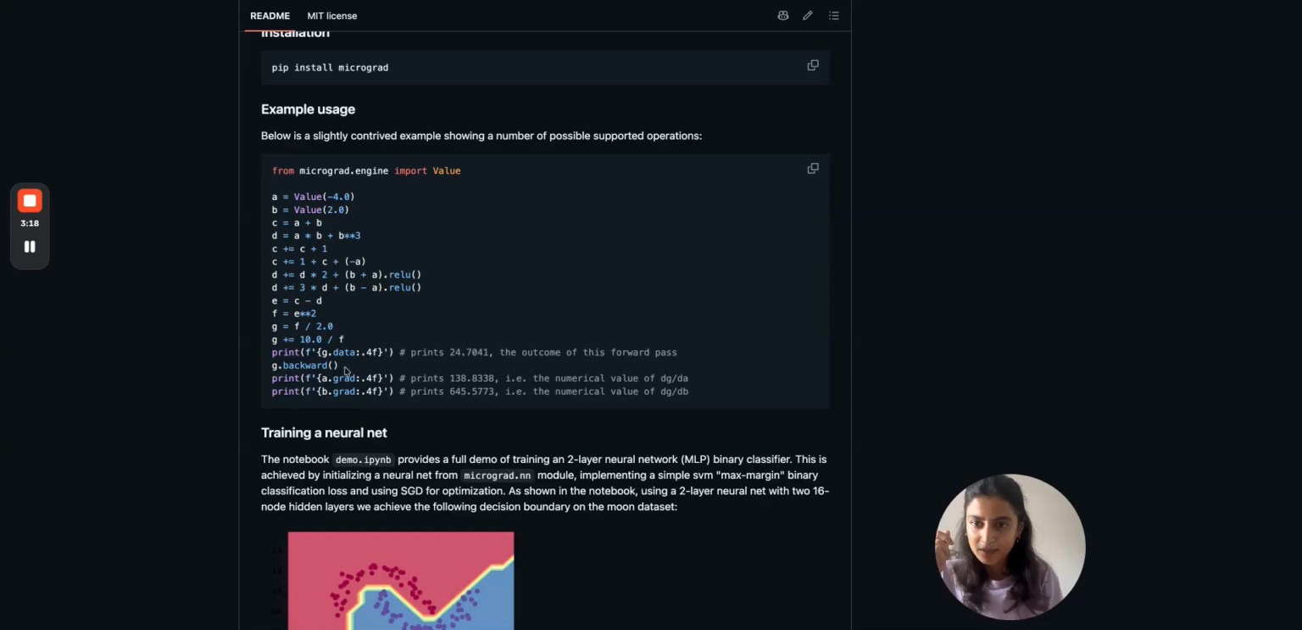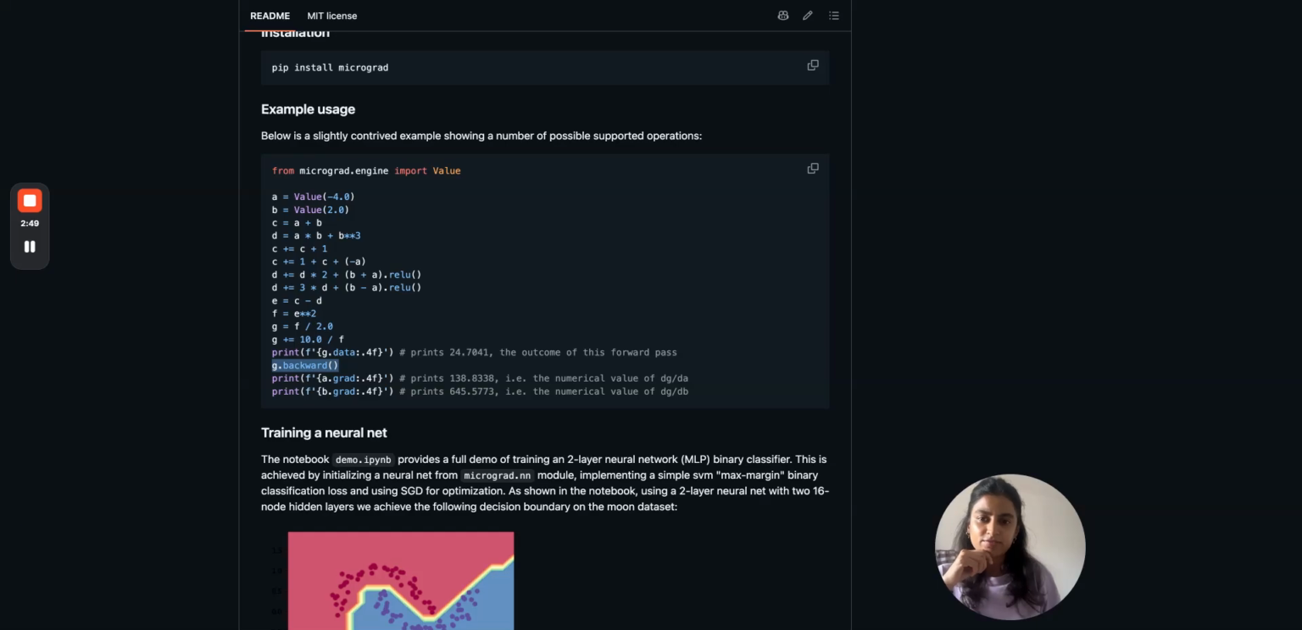But another main functionality is G dot backward. What it does is it initiates backpropagation at the last node G. During backpropagation, it follows the chain rule, propagates through the entire expression, and finds the gradient of G with respect to all the weights that made G, right? With respect to all the weights.